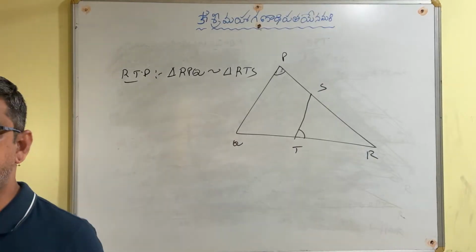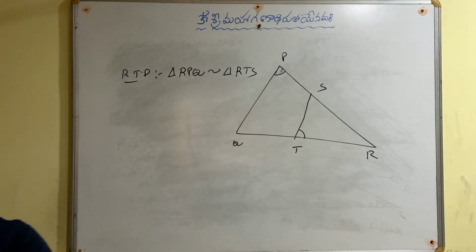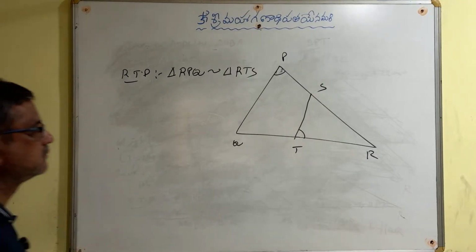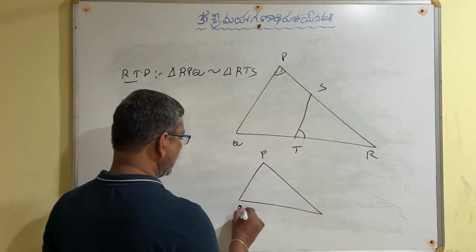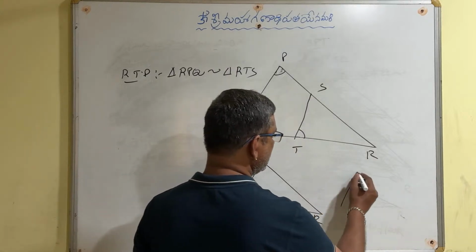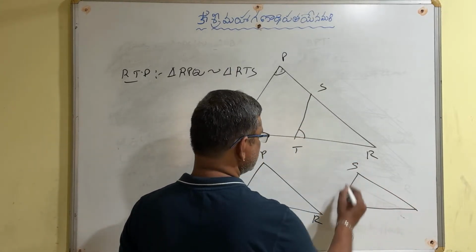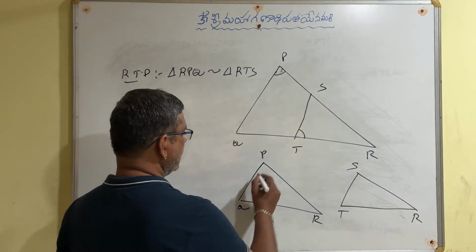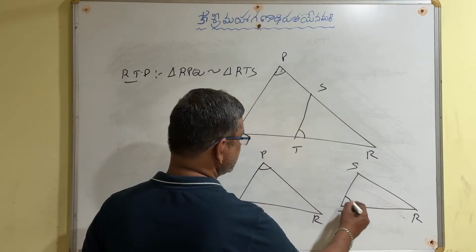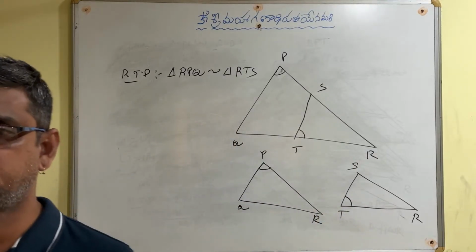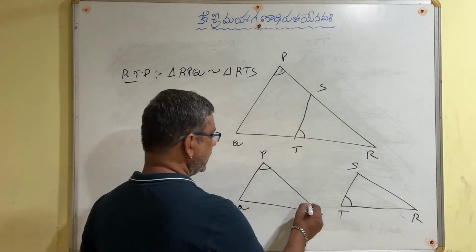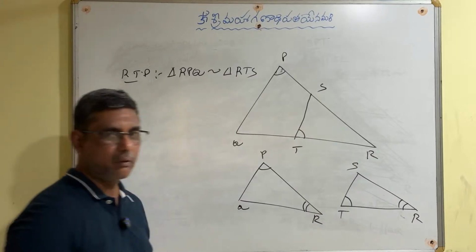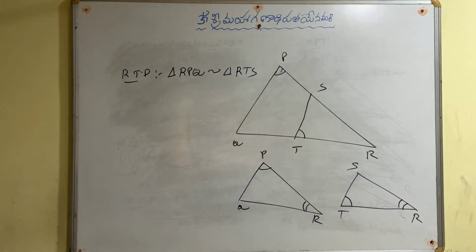If you don't understand the combined figure, draw the figure separately. Triangle PQR and triangle STR. Angle P is equal to angle RTS. These two angles are equal, given. What else? Angle R is a common angle.